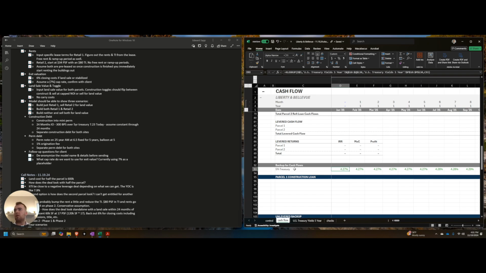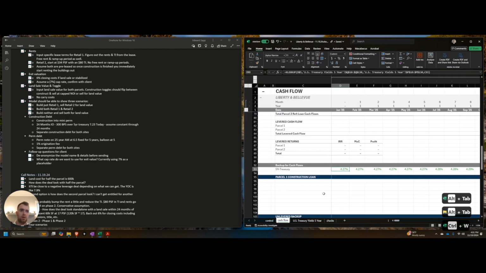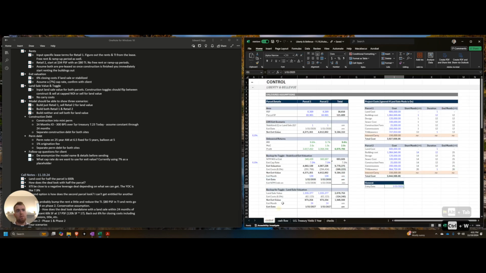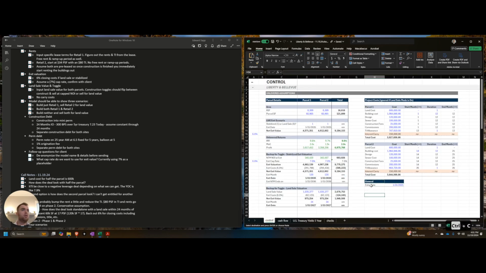Separate construction debt for both sides. Yeah. So the construction debt is going to need controls. I'm going to close out of this because we already pulled out what we needed. So construction debt.